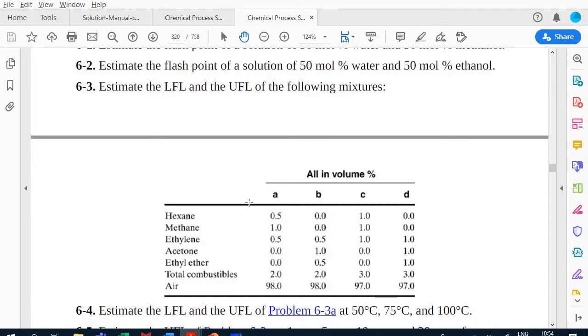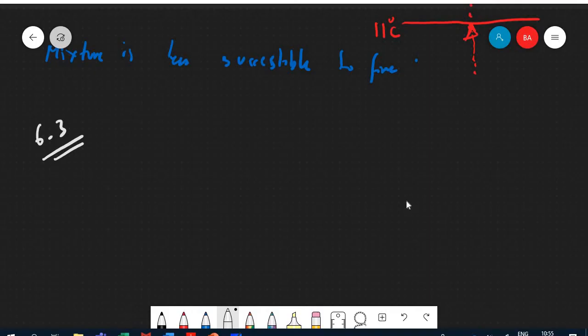However, if I want to calculate the LFL and UFL, I need to get the fraction of volume percent per combustible, like 0.5 divided by 2, 1 divided by 2, 0.5 divided by 2, and so on. So hopefully you got that, and let's solve it here.